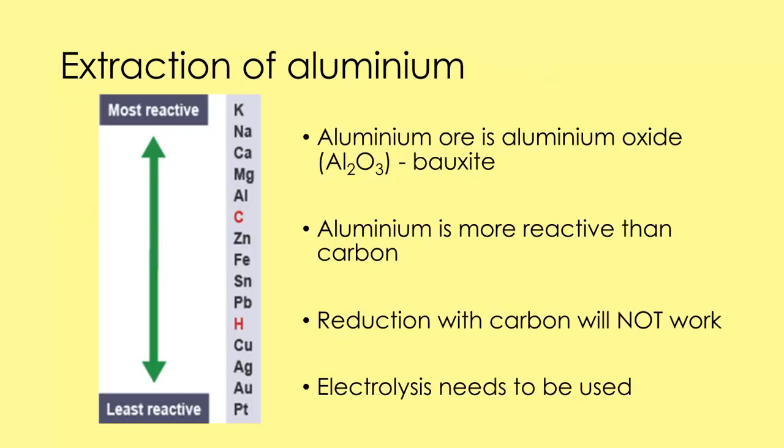So, extraction of aluminium. We need to look at the reactivity series again. You can see aluminium's just above carbon there. And because aluminium's above carbon, because it's more reactive than carbon, you cannot use carbon to reduce the aluminium oxide. Because we can't use reduction with carbon, it's not going to work. Then we need to use electrolysis, which we know is more expensive, but we don't have a choice. The other thing you need to know is the formula and the name of aluminium ore. The most common aluminium ore that we use is aluminium oxide, and we call that bauxite.